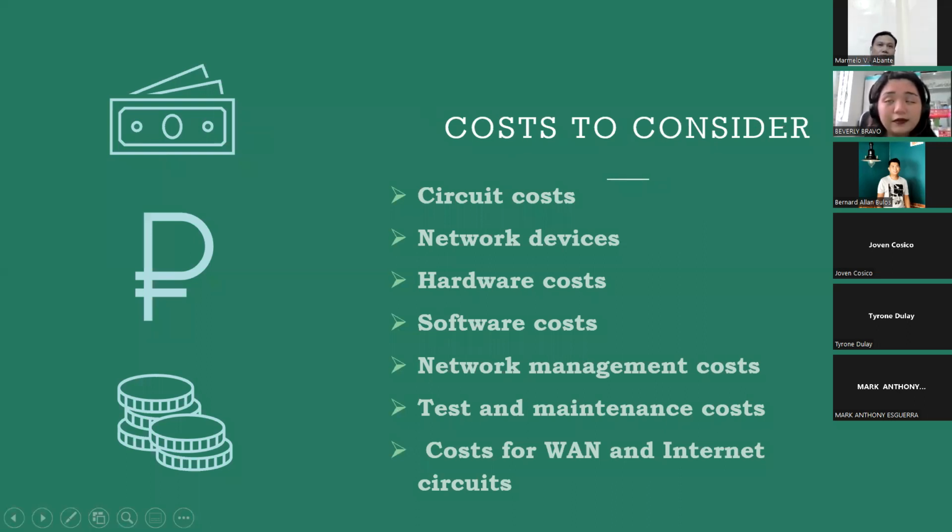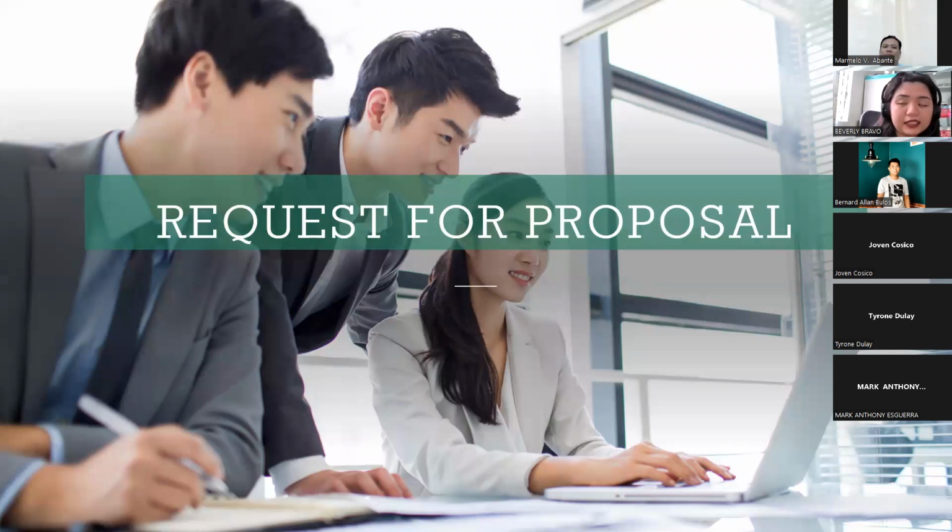So first off, what are the costs to consider in making your cost assessment? First off, of course, we have the circuit cost, the hardware, the network devices. We have the hardware cost, but the software, of course, that pertains to the tools, assisting tools, network management costs, that includes the project lead, test and maintenance cost, and cost for wide area network and internet circuits. So those are the things that a network manager has to consider in allocating the funds or in proposing the cost assessment.